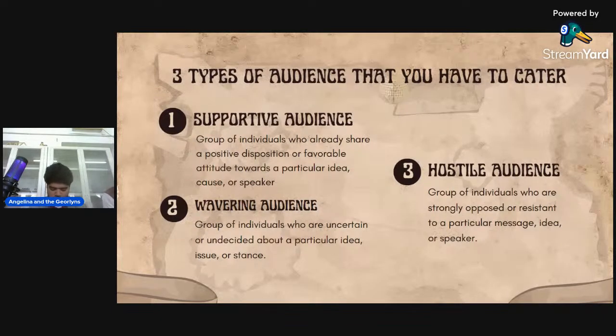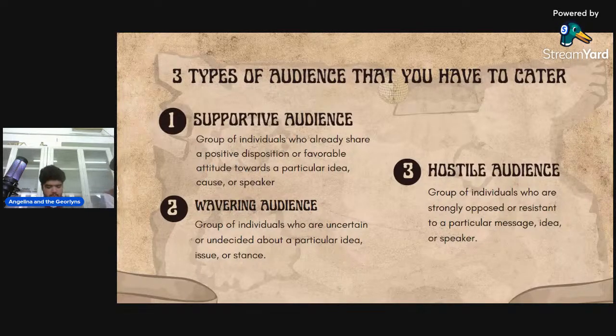Question: how do you handle wavering and hostile audience? So there's actually different ways to handle a wavering and hostile audience. You can see by the expressions they show or display on their faces, and you can identify whether they are in support or not with your discussion.